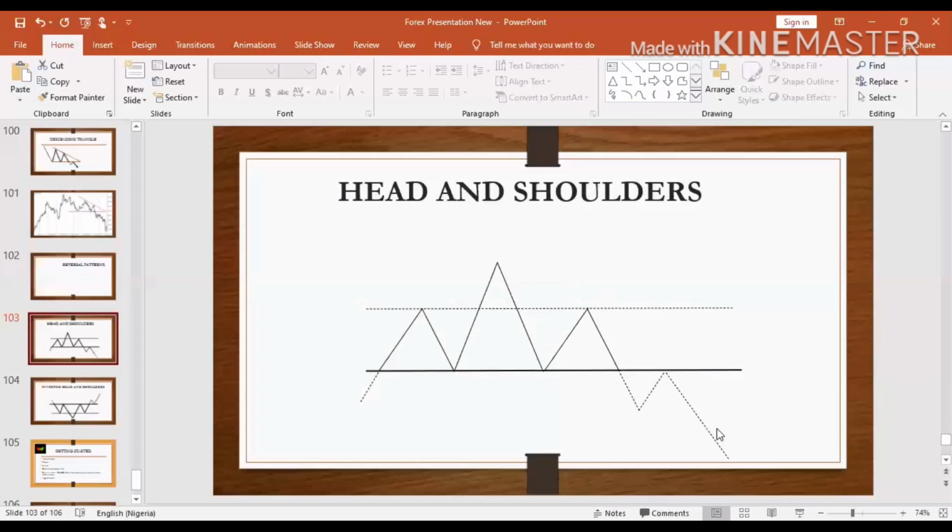Get a safe entry, because this left shoulder is not even confirmed until price breaks through the neckline. That is when you confirm that you have a head and shoulder pattern, because there are times where price does a fake out.